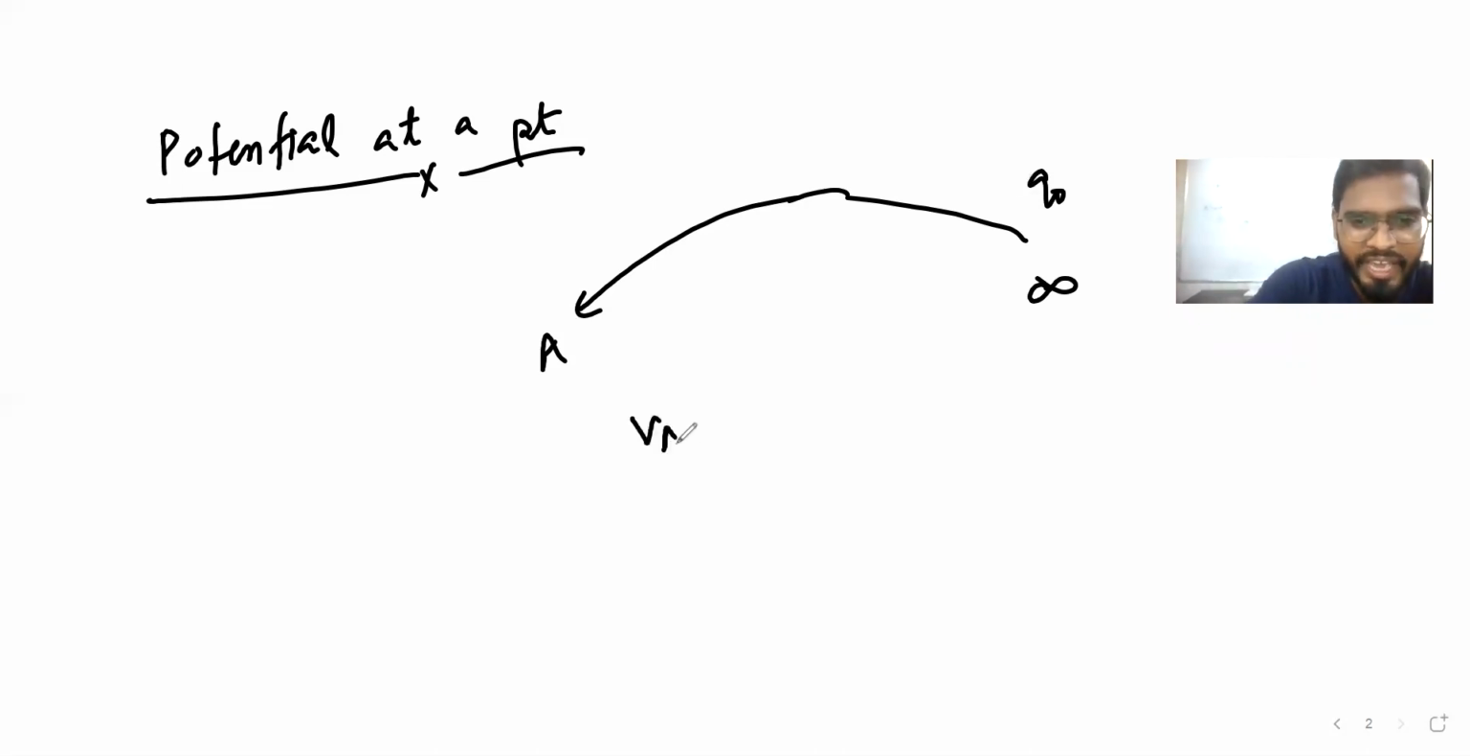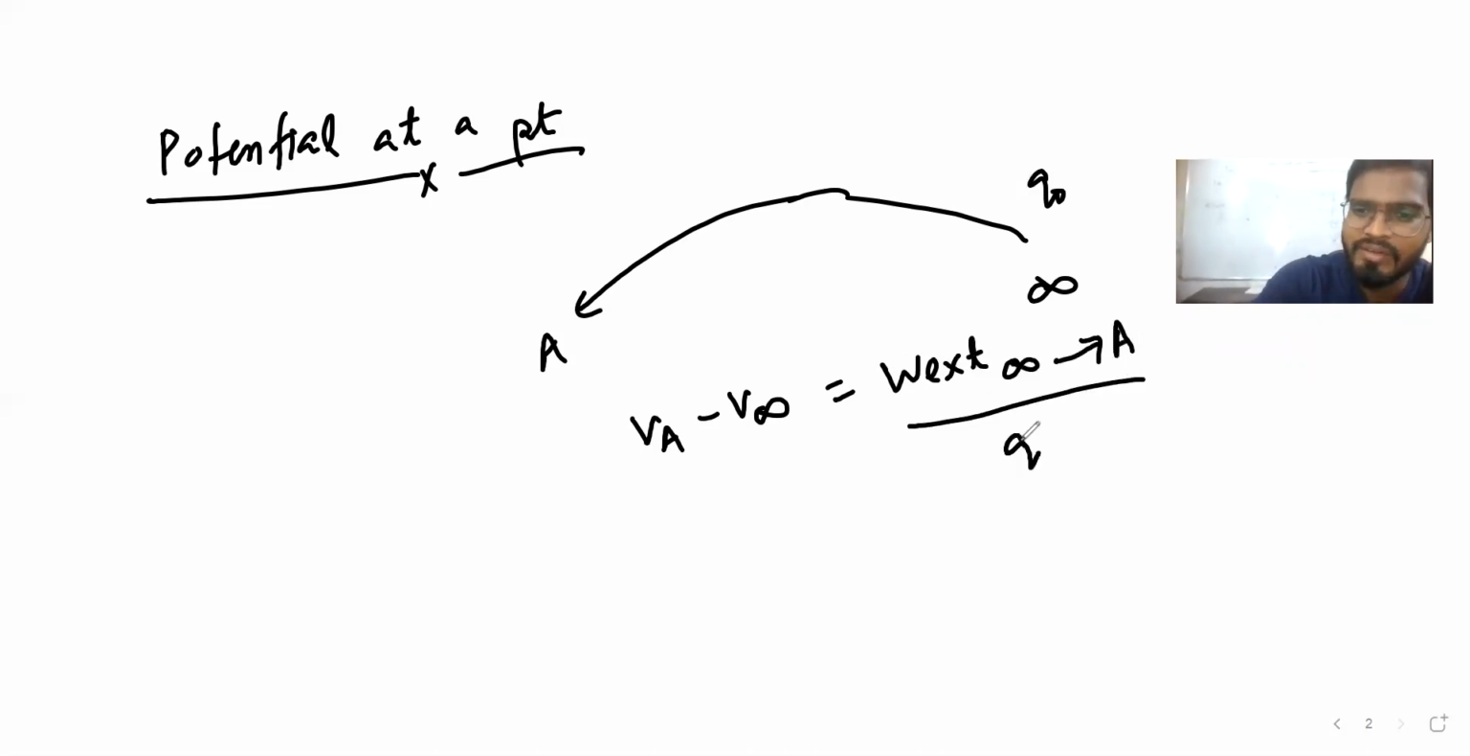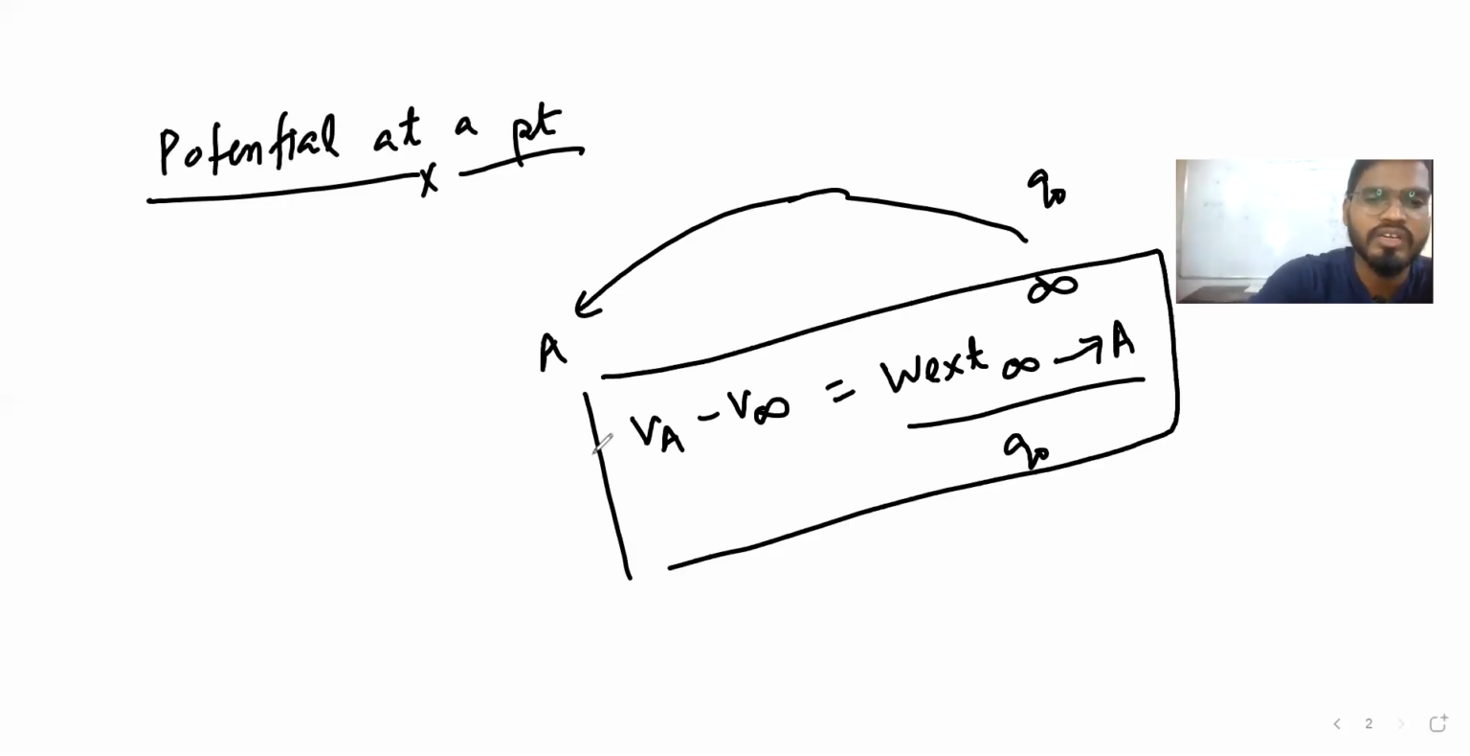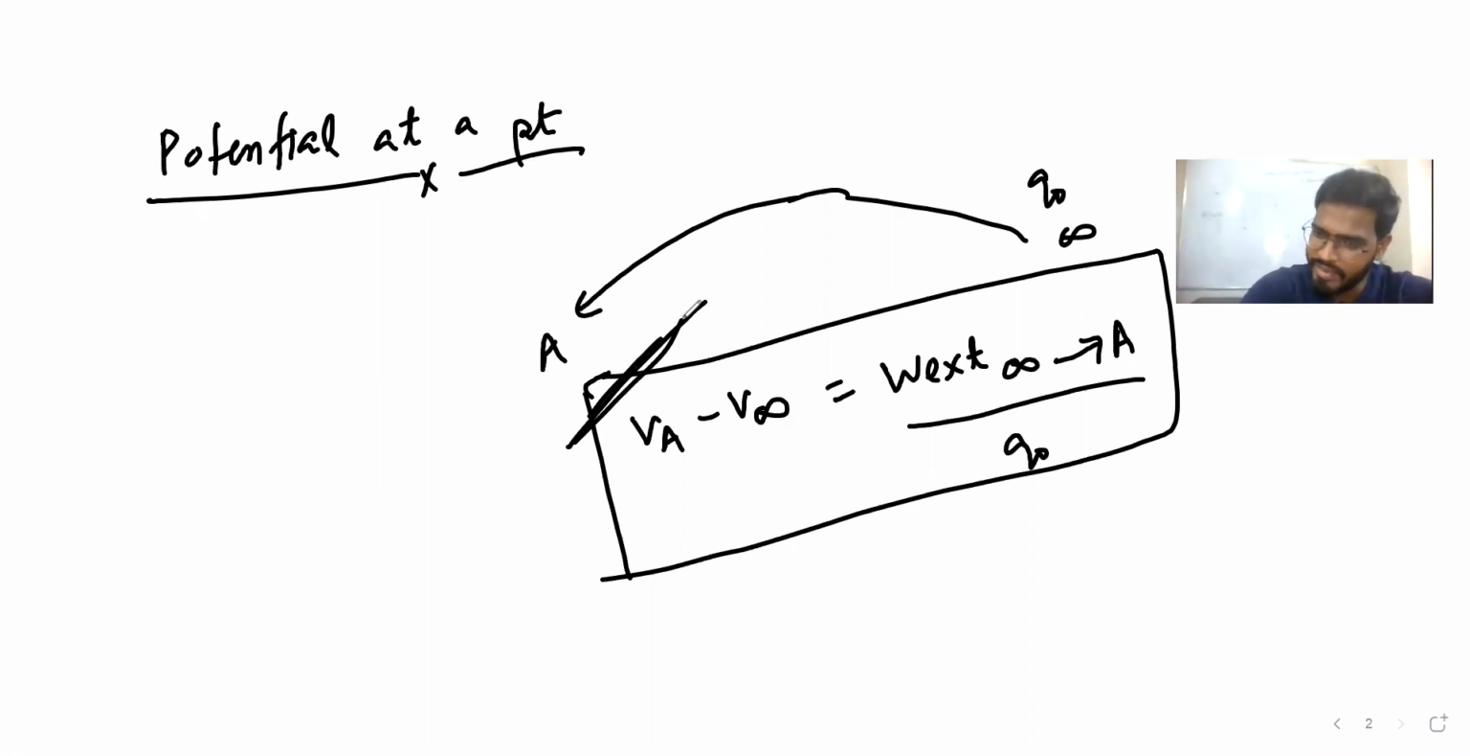So we can say VA minus V infinity is the work done by external force to bring a charge from infinity to a point A, divided by the charge. This is the formula of potential at a point. In NCERT, in even a single numerical, it is written that potential at infinity is assumed to be 0.